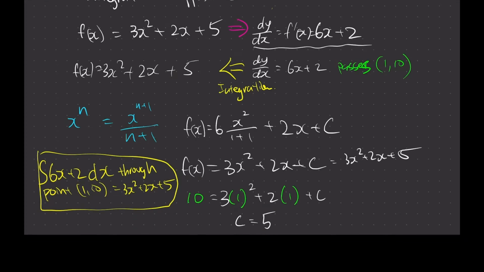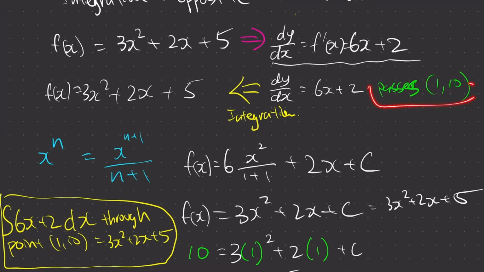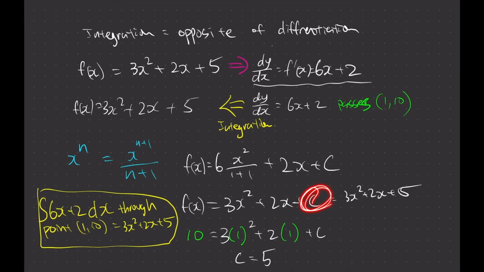The key point here is if you're not given a point, you do not know how to solve for c. C could be any number. Remember, you do not miss out the c. Don't think, oh, I'm done the integral here already. You actually have a c. And how do you know if you need to put an actual number for c or not? You look at the point here, if it passes through the point or not.